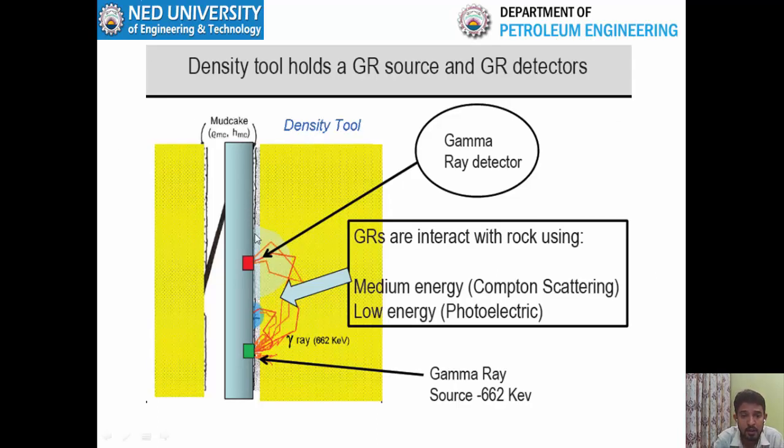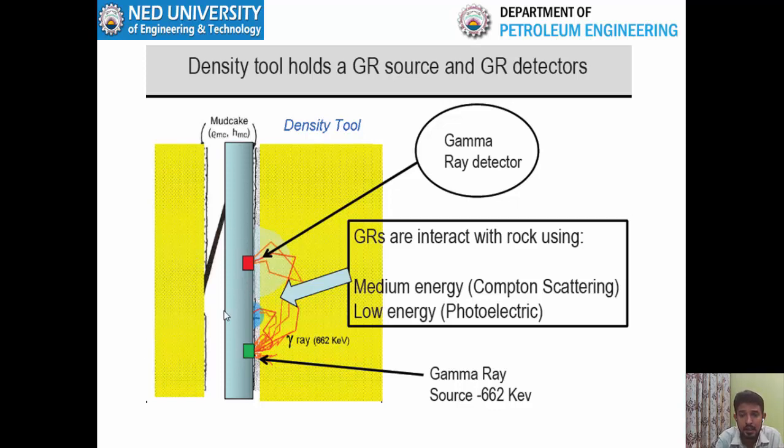So this is the example, the gamma ray source. The gamma ray source is emitting gamma rays continuously at an energy level of around 662 kilo electron volt. These gamma rays go inside the formation, and initially you will have Compton scattering, and because of the Compton scattering, the gamma rays are scattered everywhere with lower energy. You generally have two detectors. Older tools generally have one detector, but newer tools have two detectors. We will see what is the use of using two detectors.